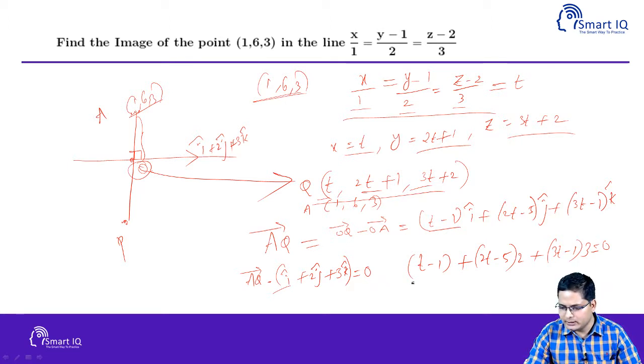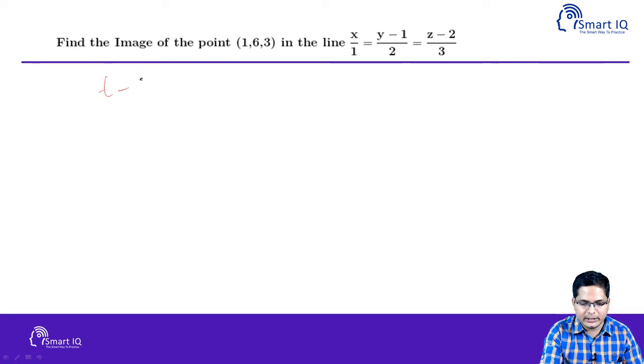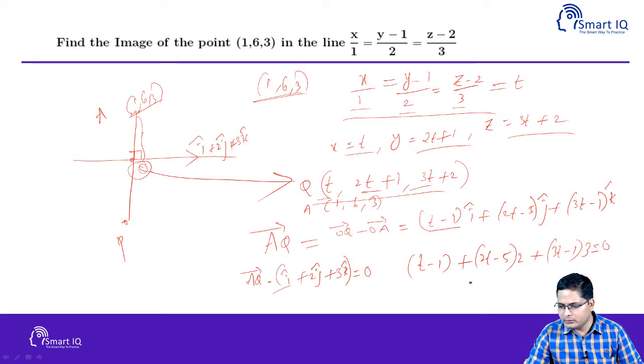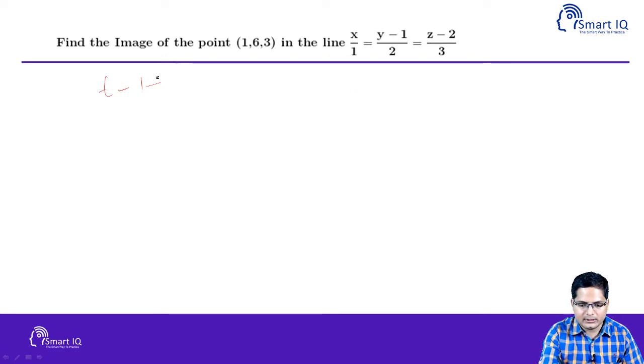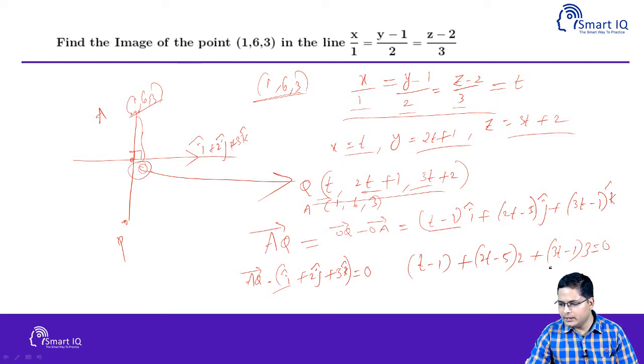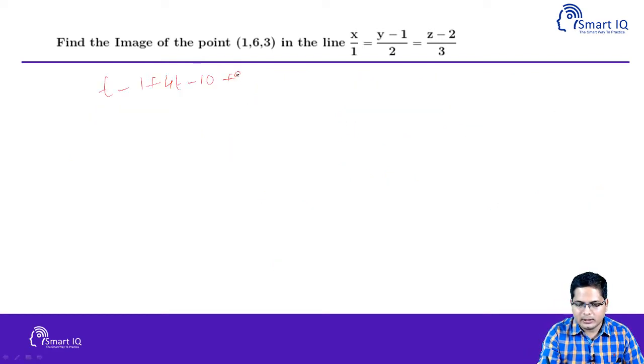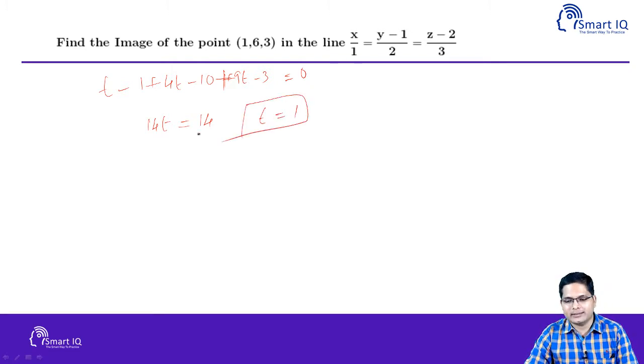If you simplify this, I will get t minus 1, then (2t minus 5) into 2 is 4t minus 10, so plus 4t minus 10, and 9t minus 3, is equal to 0. If you simplify, 14t minus 14 is 0. So t is 1. So basically the parameter we have found is 1. And how did you find the parameter? By using the dot product of the direction of the line and the vector AQ.